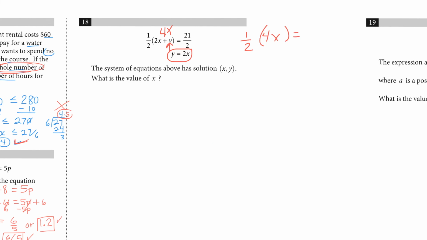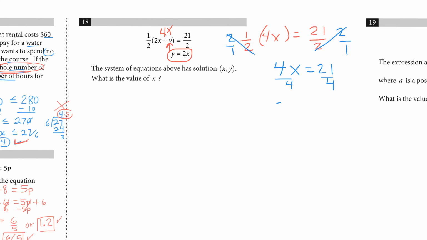And that's equal to what? 21 over 2 on the right-hand side. Now, if you want to get rid of this fraction, I might suggest that you could multiply by 2 over 1 here and here. That gets rid of the 1/2, and that gets rid of that half. So it looks like 4x is equal to 21. And if you divide by 4, then x is equal to 21 over 4.